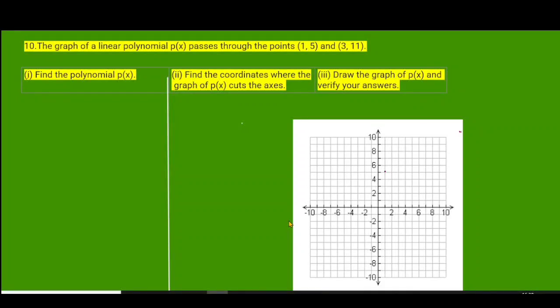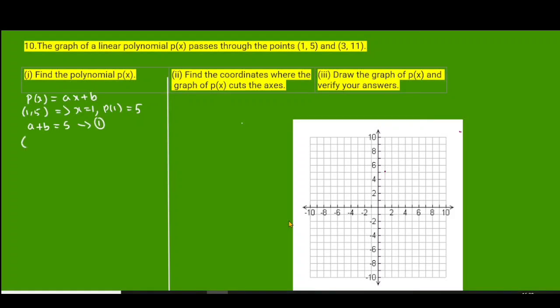The graph of a linear polynomial p(x) passes through the points (1, 5) and (3, 11). Find the polynomial p(x). So the general pattern we will take is p(x) = ax + b. It is given that the line passes through the 2 points. One point is (1, 5), meaning x is 1 and p(1) is 5. So the first equation is a + b = 5.